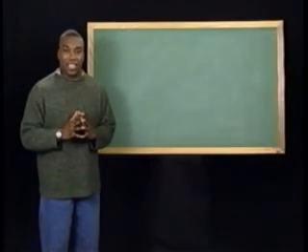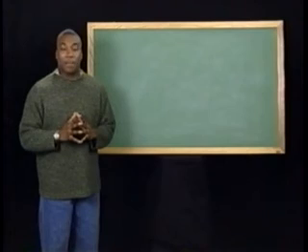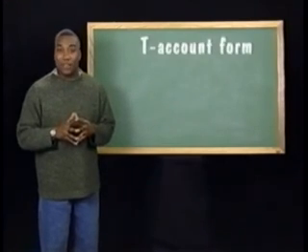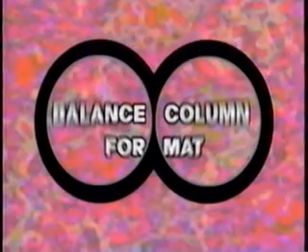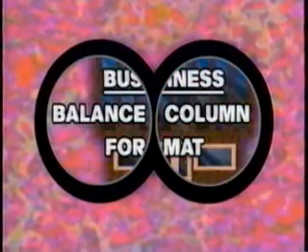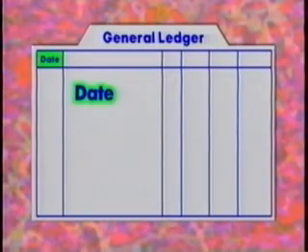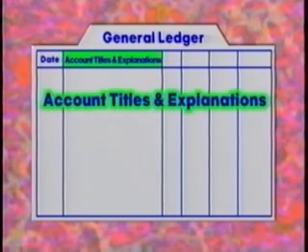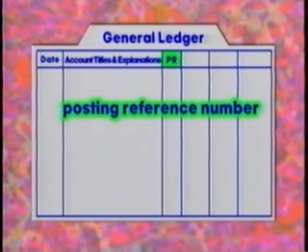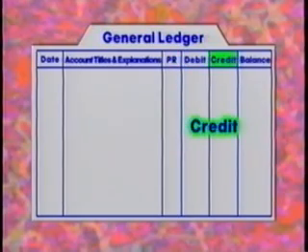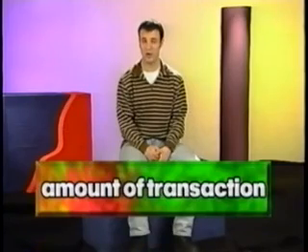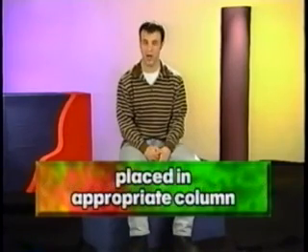There are two formats for the ledger. Both formats can be used to represent the ledger. There's the T-account form used mostly in colleges, and there's the balance column format. The balance column format is most often seen in businesses. The first column is for the date of the transaction. The second column explains the transaction. The third column records the posting reference number, and then there's a column for the debits, credits, and the balance of the account. So the amount of the transaction, whether debit or credit, is placed in its appropriate column.